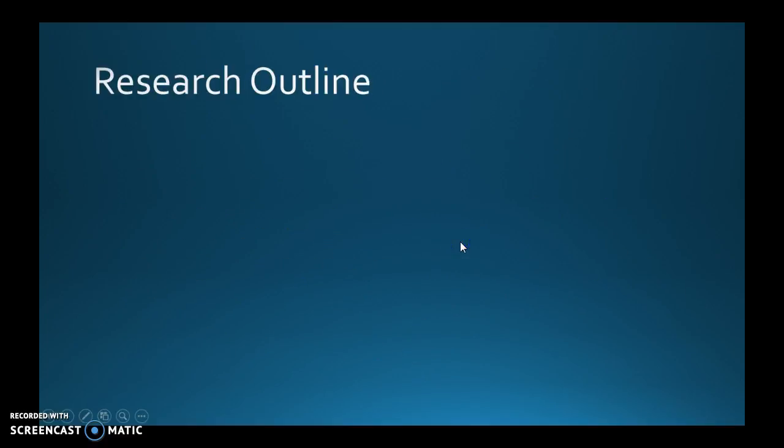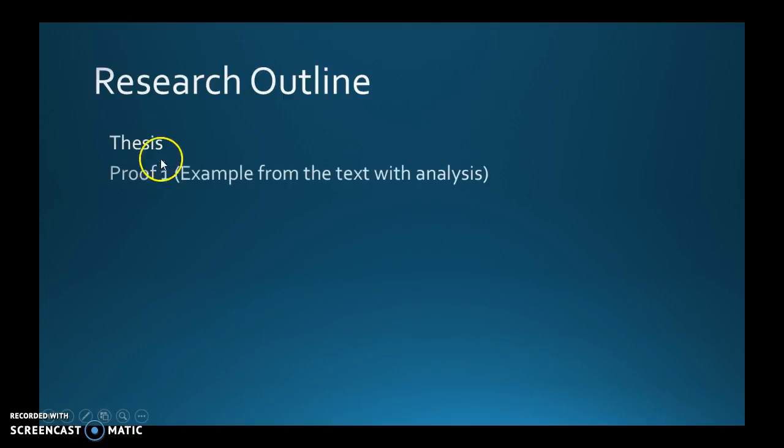So a basic outline for this research paper is that you would start with your thesis. That would be the first thing you start with. And then you have proof 1, which would be an example from the texts with analysis. So if you're saying the theme is overcoming adversity with willpower, then you would give an example in the book where that would be the case. Okay? In this particular chapter, Scarlett does this particular thing. And then you would analyze why that backs up your proof or your thesis statement.